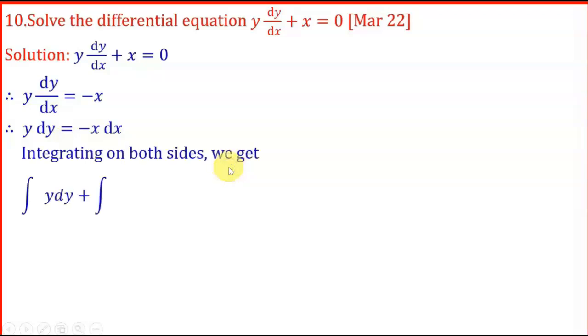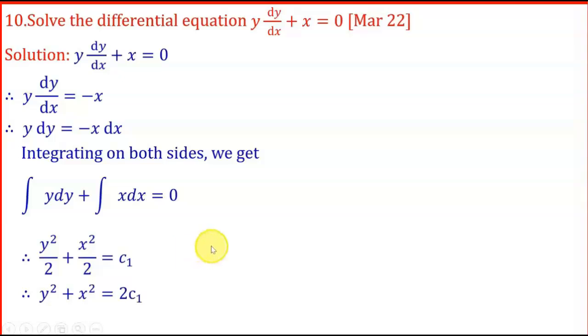Integrating on both sides, then you will have integral y dy. Shift this minus x dx to the left hand side, it will become plus, and taking the integral on both sides. What is the integral of y? That is y square upon 2. Integral of x is x square upon 2, and here is the constant c1. Multiply on both sides by 2, then you will have y square plus x square is equals to 2c1, and this 2c1 is equals to c, and this is the required solution, that is x square plus y square is equals to c.